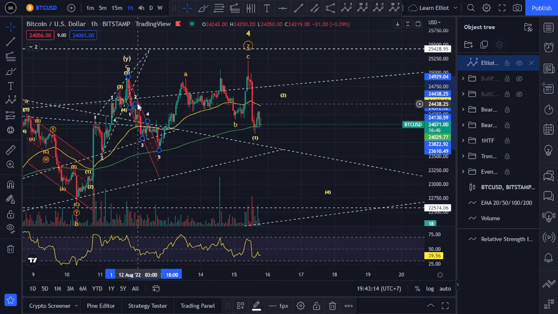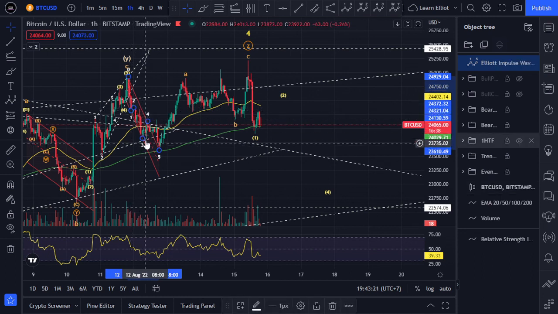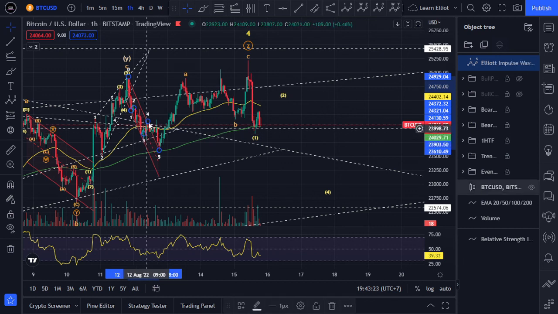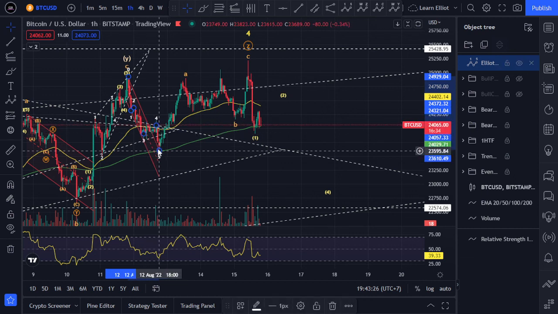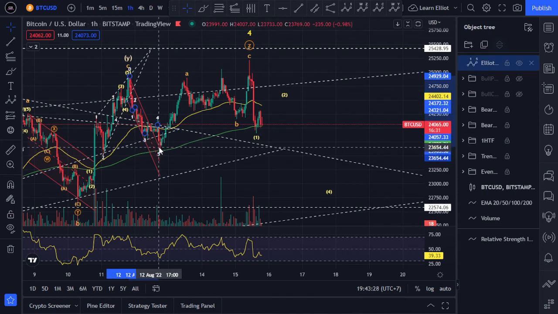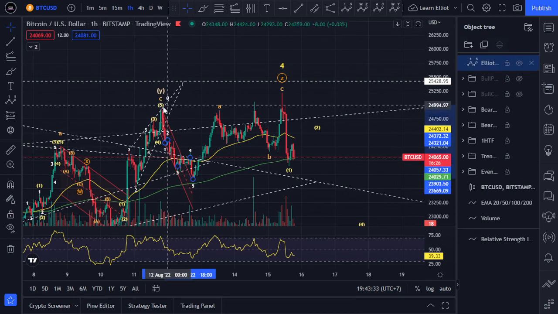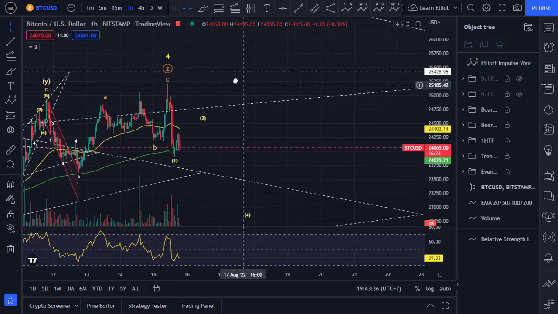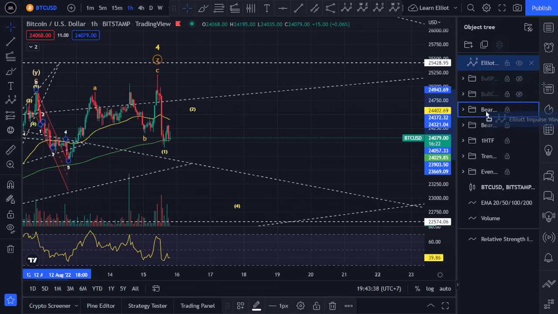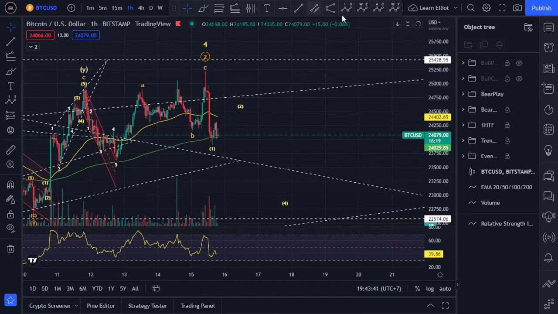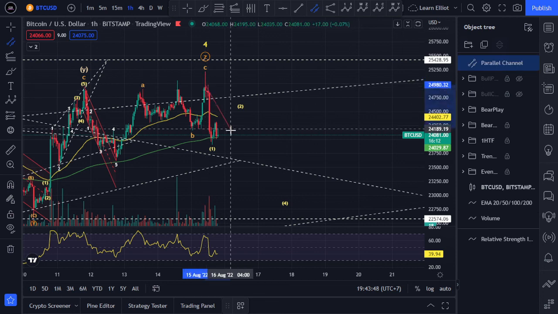So this placement is around here, and this is around here for the second wave, the third wave somewhere around here, the fourth wave somewhere around here, and the fifth wave is here. And we also have another parallel channel for this bear case scenario, that we can watch very closely, from the body here to this body here.